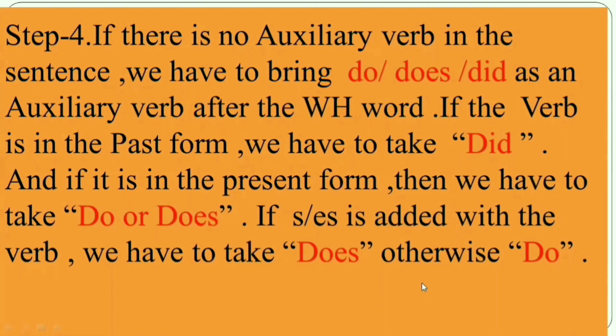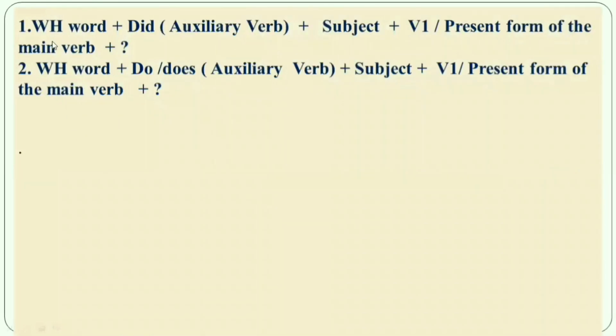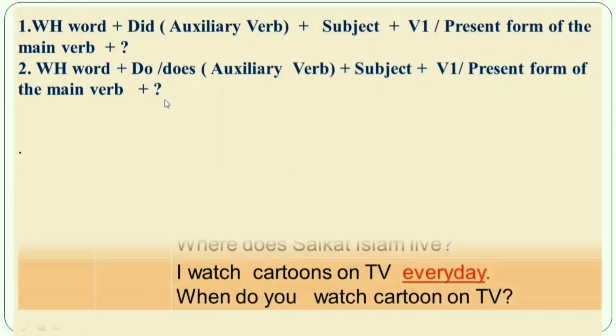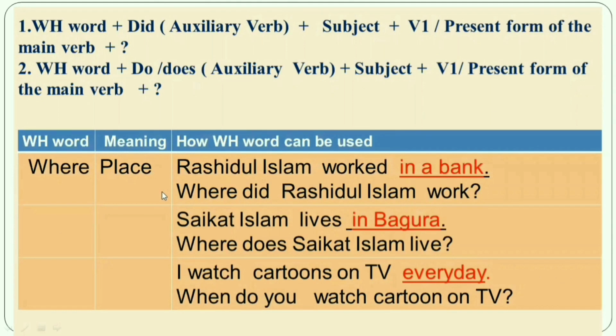That means, my dear student, you have to follow that. Is there any auxiliary verb in the sentence or not? If there is no auxiliary verb, then you have to bring do, does, or did as an auxiliary verb. Okay. So, my dear student, let's do some practice. So here are two structures. WH word, did as an auxiliary verb, then subject, then V1, that means the present form of the main verb, then a question mark. Then the second structure: WH word, do or does as an auxiliary verb, then subject, then V1, that means the present form of the main verb, then a question mark. So, my dear student, here, let's do some practice.